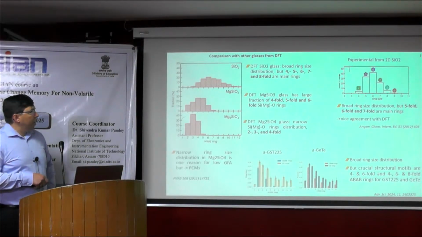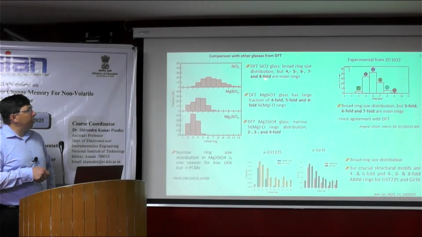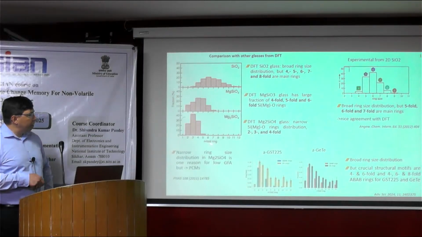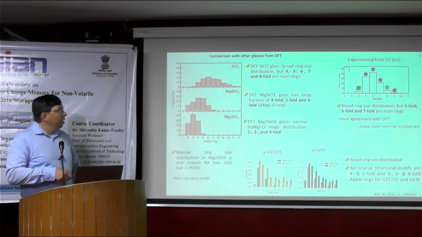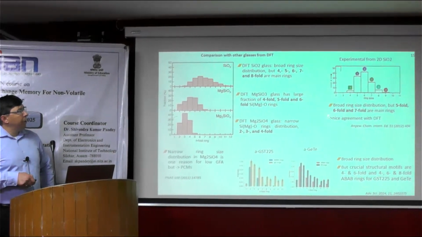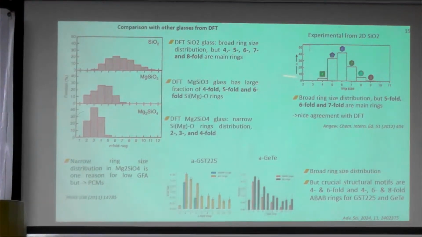What we can see in the case of glasses is that the ring statistics are dominated mainly by 4, 5, 6, 7, and 8 rings. Here they have rings between 4, 5, and 6 fold, and for spinel there is a slightly narrower distribution of rings: 2, 3, and 5. For monolayer SiO2, the distribution is also 5, 6, 7, which is in very nice agreement with the DFT calculations. So this is between 4 and 8, here 5 and 7.